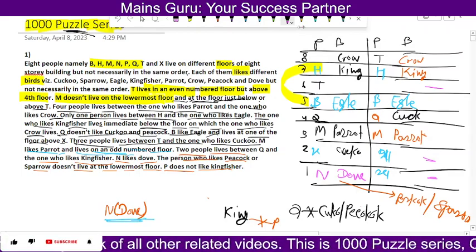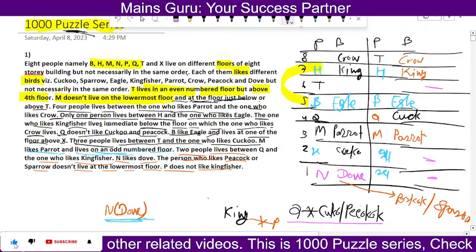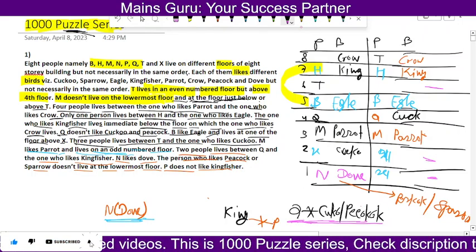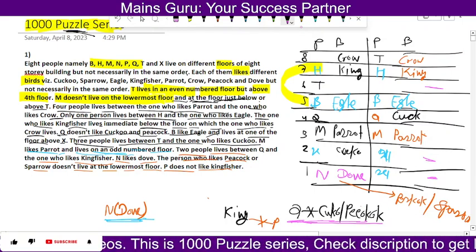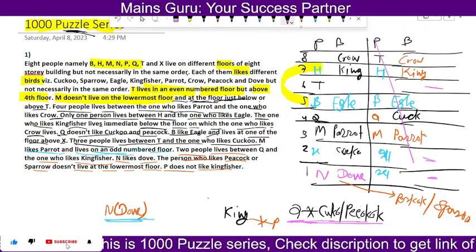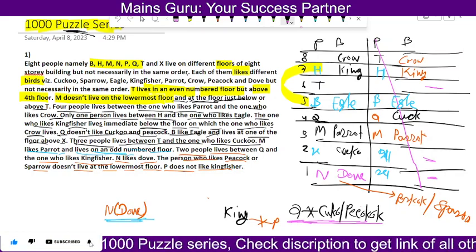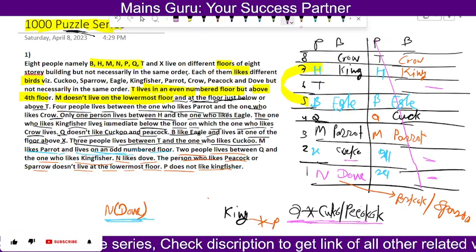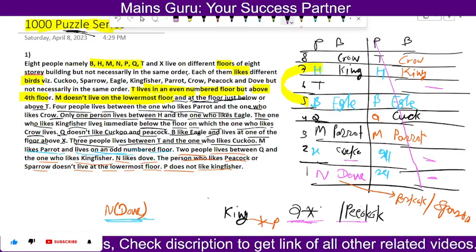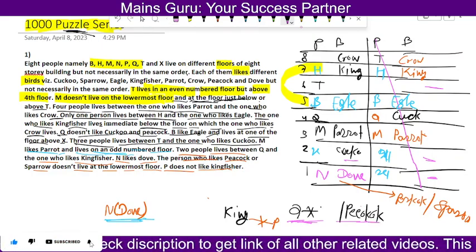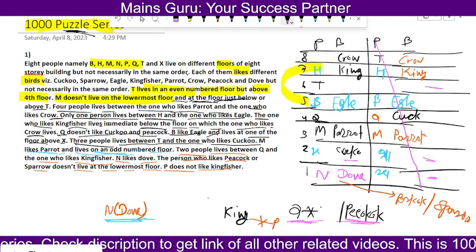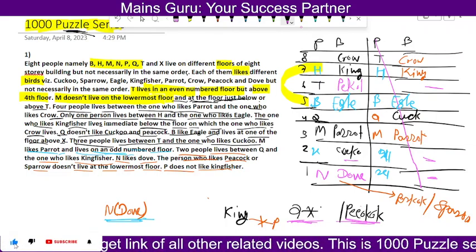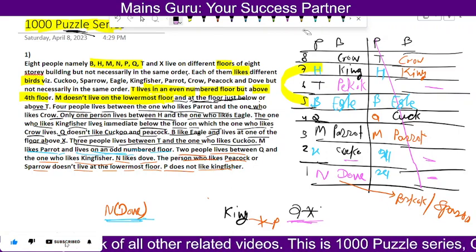So now check the related condition. This condition was saying that Q does not like cuckoo and peacock. Q likes cuckoo here in this condition, so this will be wrong. So now what is left? Q does not like cuckoo and peacock, so cuckoo we have already written, so we can erase this cuckoo. And now check the peacock, where we can write peacock. Peacock will not come here, so peacock will come here. And now we can erase this.